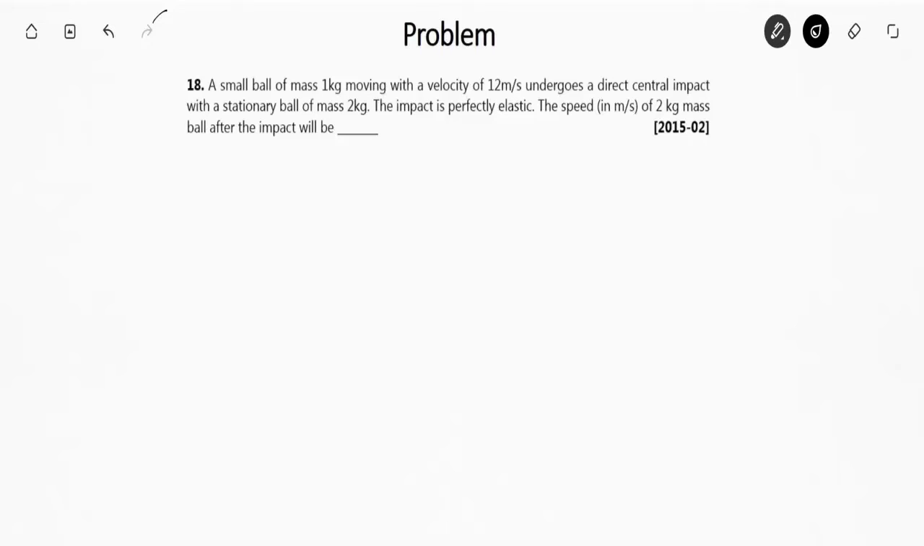Hello friends, in this video we are going to solve a GATE previous year's question from the chapter Engineering Mechanics. This is a GATE question from the year 2015, set 2. The question says a small ball of mass 1 kg moving with a velocity of 12 meter per second undergoes a direct central impact with a stationary ball of mass 2 kg. The impact is perfectly elastic, so the value of the coefficient of restitution is 1. They're asking for the speed in meter per second of the 2 kg mass after the impact.